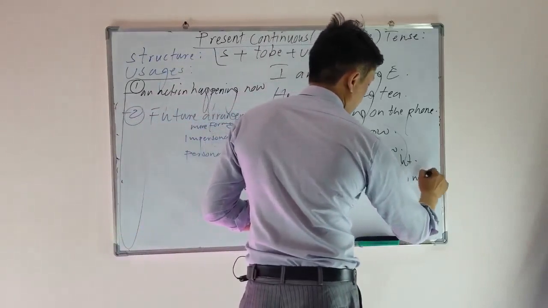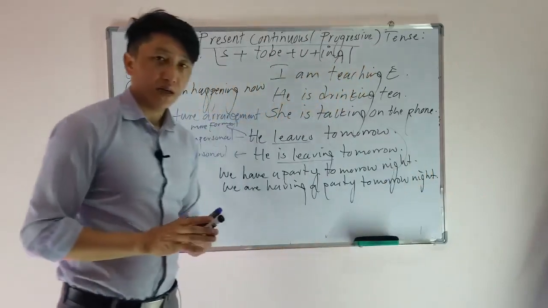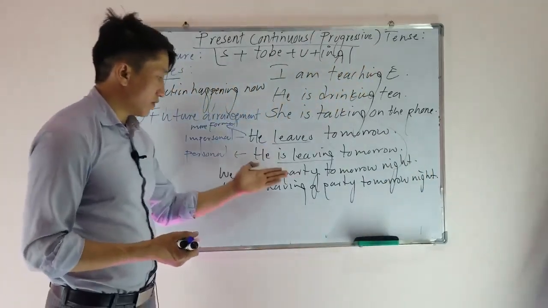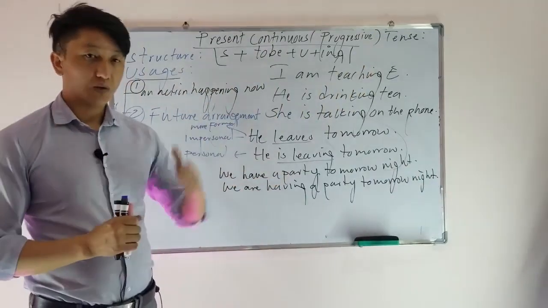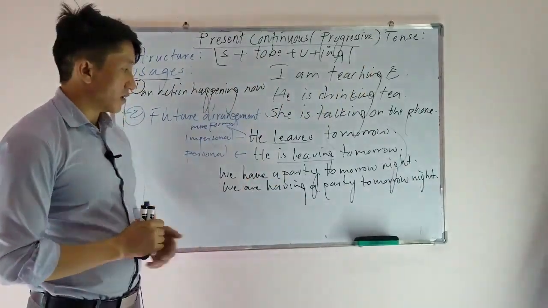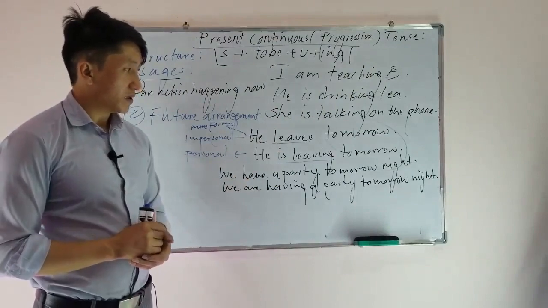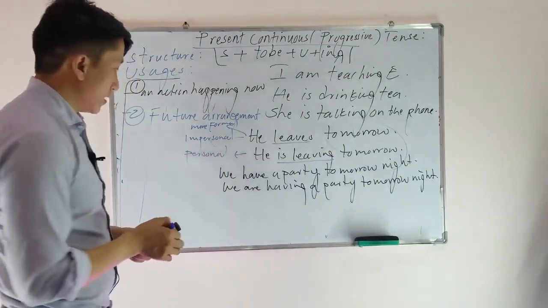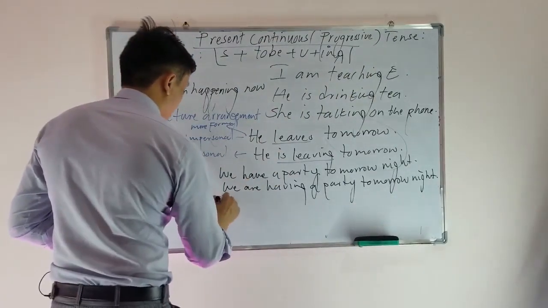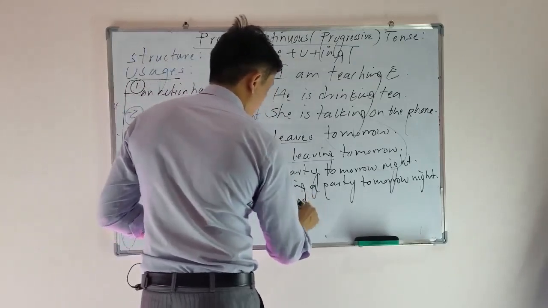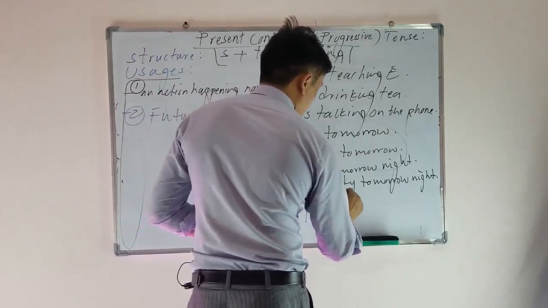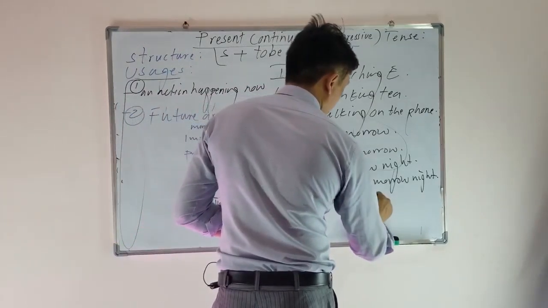So what is the difference? The difference is that this is more formal, and this is a part of a plan. We make a plan, and tomorrow night we're going to have a party. But if I say we are having a party tomorrow night, so here this is also future. Or if I say another example, they are getting married. They are getting married next week.